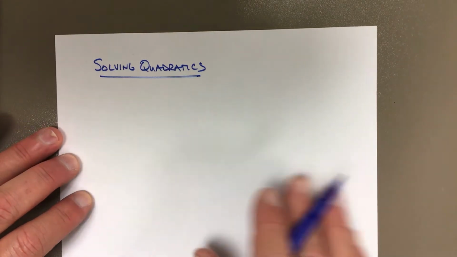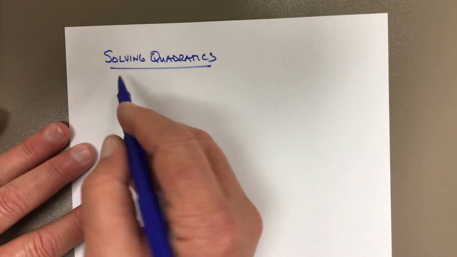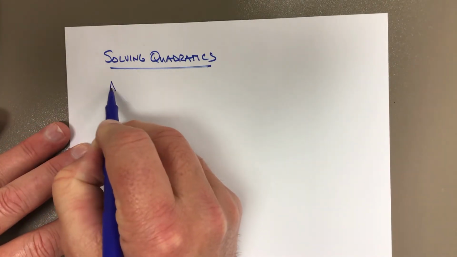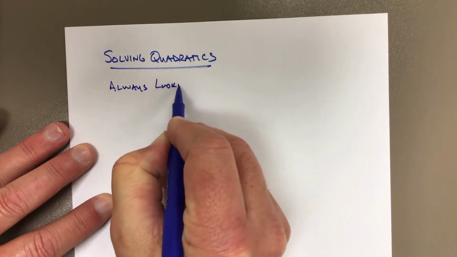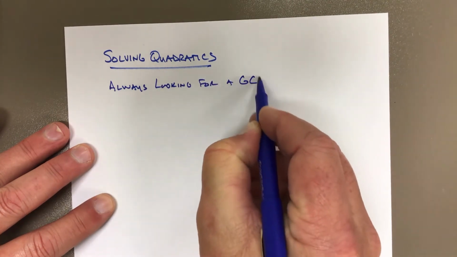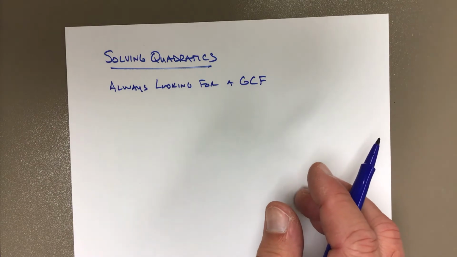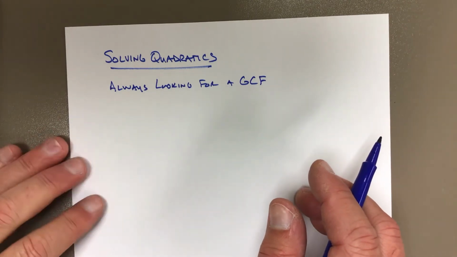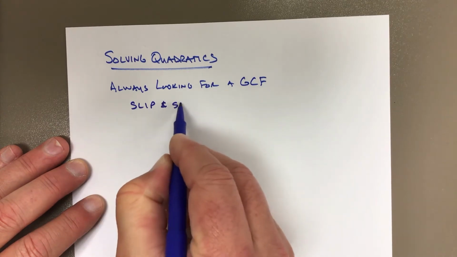All right, solving quadratics, take 2. First thing, we're always looking for a GCF. You should always look for a greatest common factor. If you've got a greatest common factor, then factor it out. You also sometimes will do our slip and slide way to do it, right?